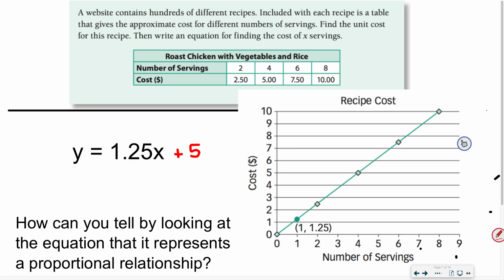Is that at 0, 0? No. If I put in a 0 for x, what's y? 5. So this line actually goes here. It goes through that point. That's not proportional. And we're going to work on those types of equations next week. Today we're just focusing on proportional.